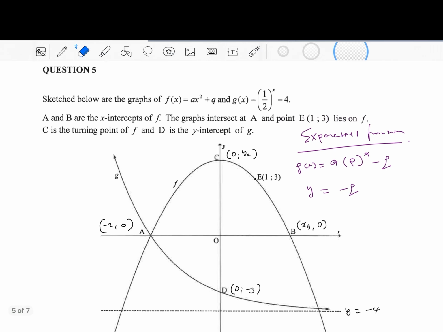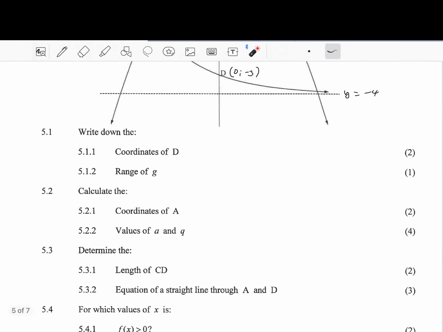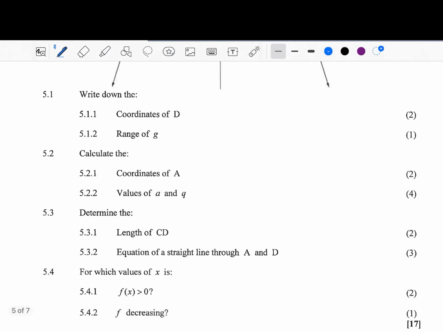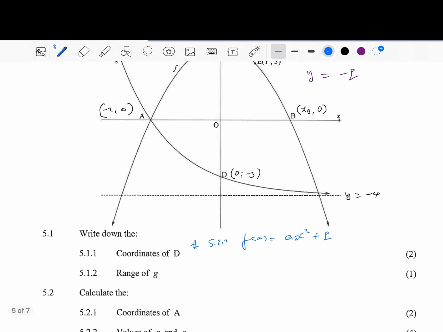Where's a and q? We're looking at f of x. f of x is equal to ax squared plus q, and we need to find the values of a and q. First thing you need to know is that a represents the shape of the quadratic graph, or parabola graph.